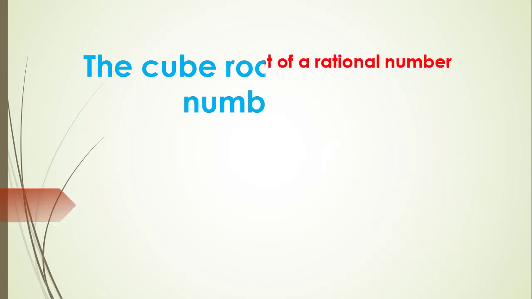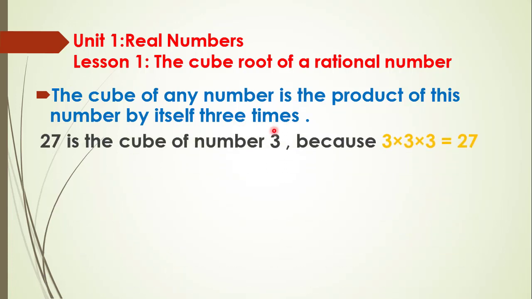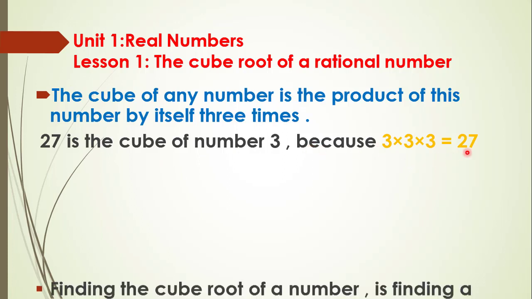But at first I want to know, what do you mean by the cube of any number? The cube of any number is the product of this number by itself 3 times. For example, 27 is the cube of number 3 because 3 times 3 times 3 equals 27.